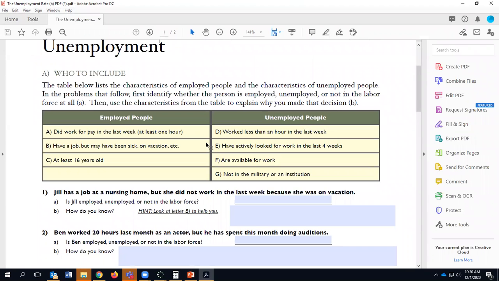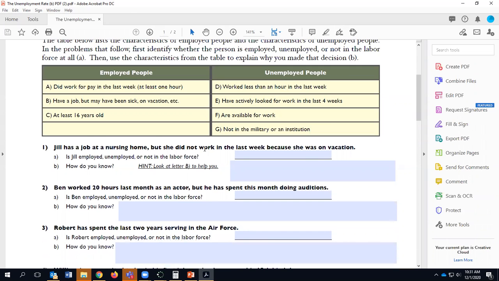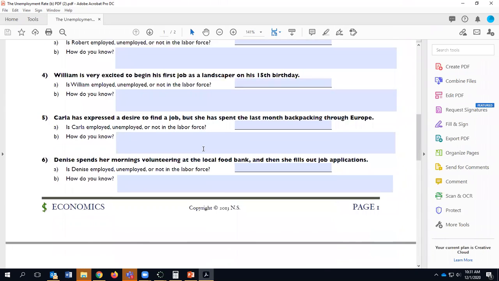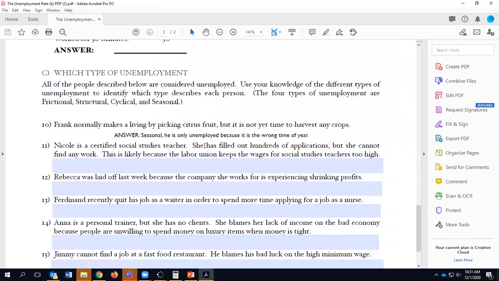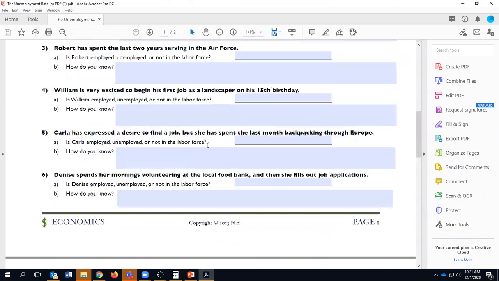All right, so the table below lists the characteristics of employed people and the characteristics of unemployed people. And the problems that follow, we're going to first identify whether the person is employed, unemployed, or not in the labor force at all. And then use the characteristics from the table to explain why you made that decision. So we're going to do the first two together, and then you're going to be on your own, and then we'll answer a few on the back together.